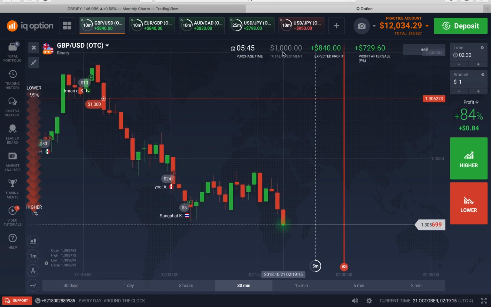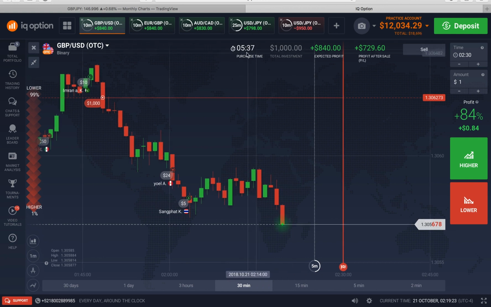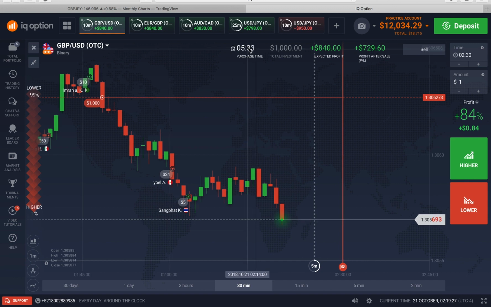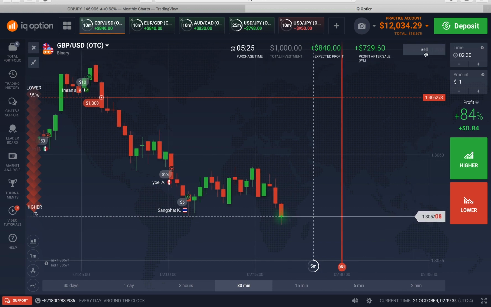So you can see up here, it's totaled my investment amount, the total amount I put in the trade, and that's my purchase time. That's basically how much time I have left right now to sell this position. If you look to the left at this right corner here, there's a button that says sell.